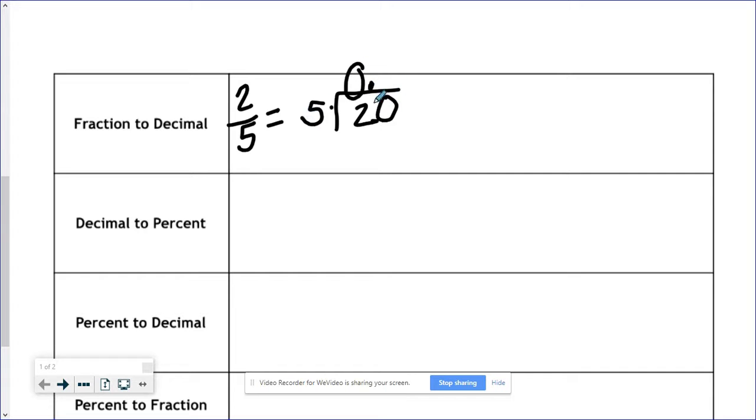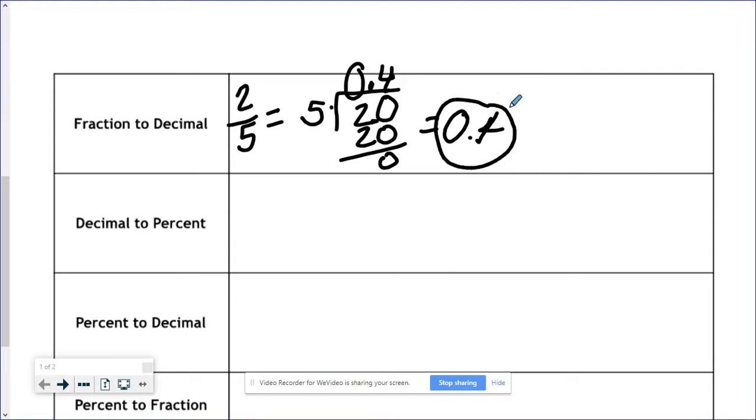Does 5 go into 20? Yes. 5 goes into 20 4 times. I know that 4 times 5 is 20. I have 0 left over, so my decimal is 0.4. Terrible 4. That is my answer. And I'm done. So anytime you want to turn a fraction into a decimal, all you have to do is divide. There are some fractions that you automatically know what they are as decimals. If that's the case, you don't have to show me work.